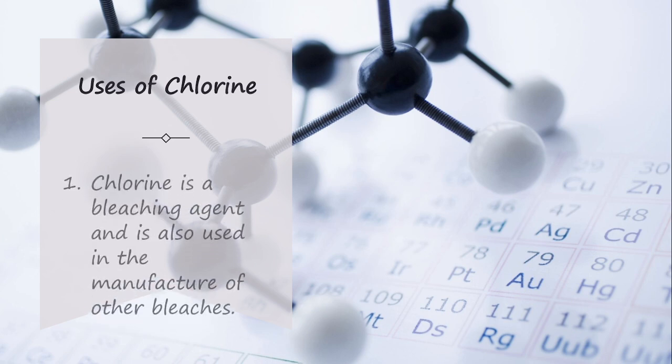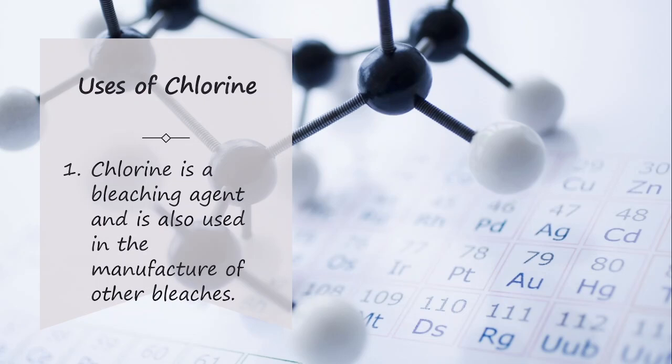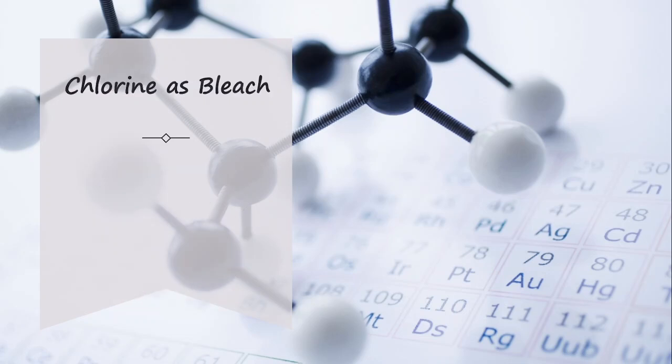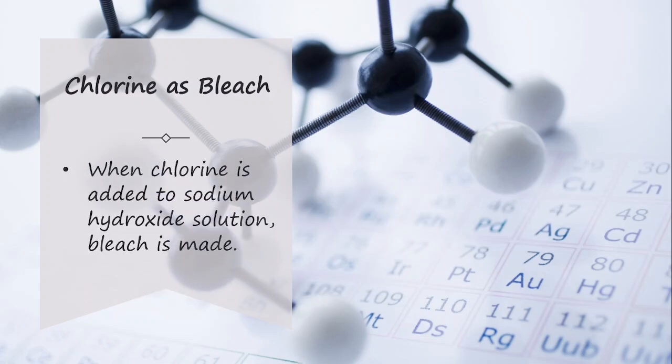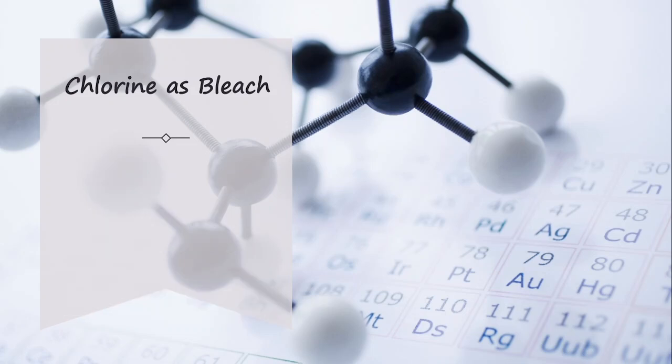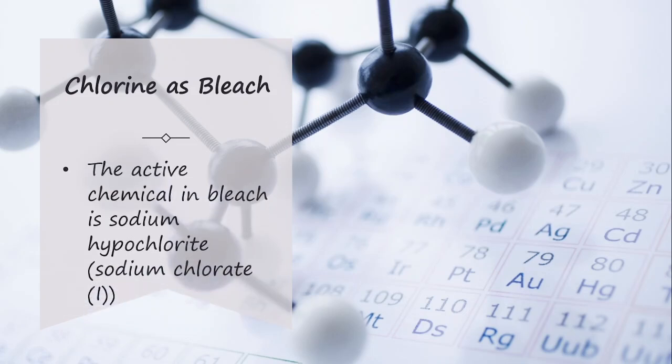Let's dive into it. The first one: chlorine is a bleaching agent and is also used in the manufacture of other bleaches. So this is the first use of chlorine. Chlorine is very useful as a bleaching agent, and also for the manufacture of other bleaches. When chlorine is added to a sodium hydroxide solution, bleach is made, and here's the reaction showing the formation of this bleach. The active chemical in bleach resulting from this chlorine is sodium hypochlorite, also known as sodium chlorate.